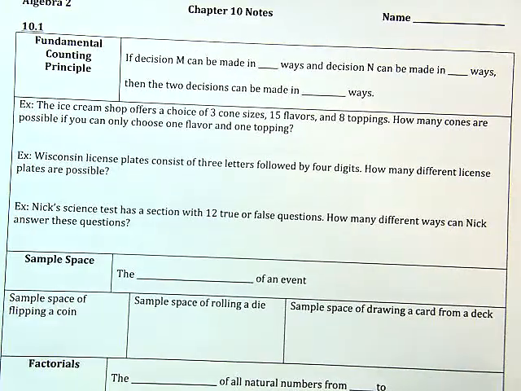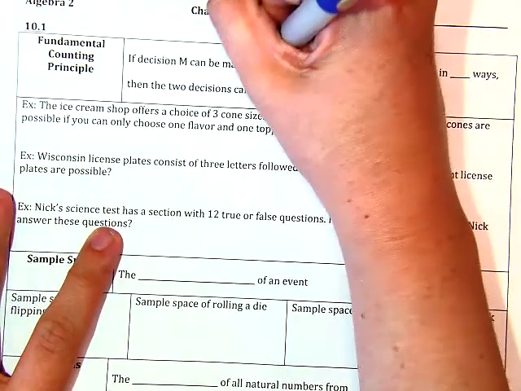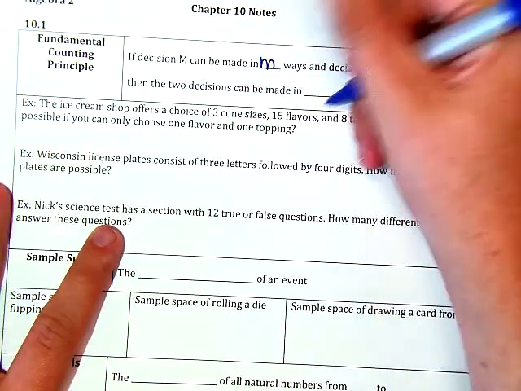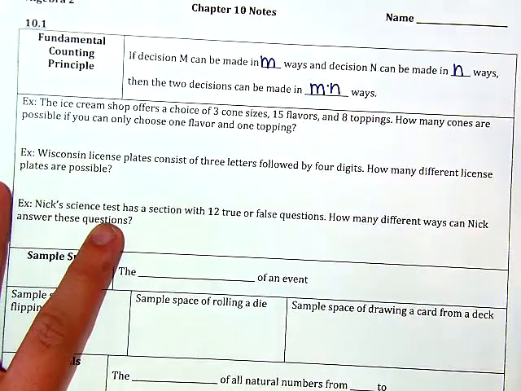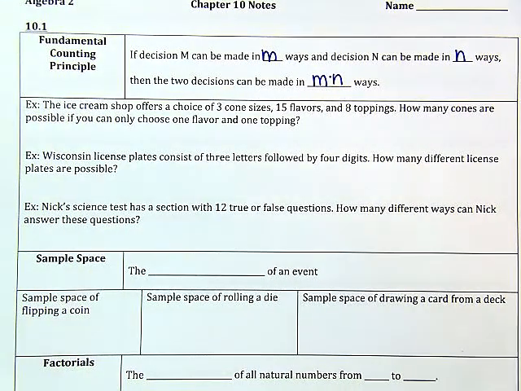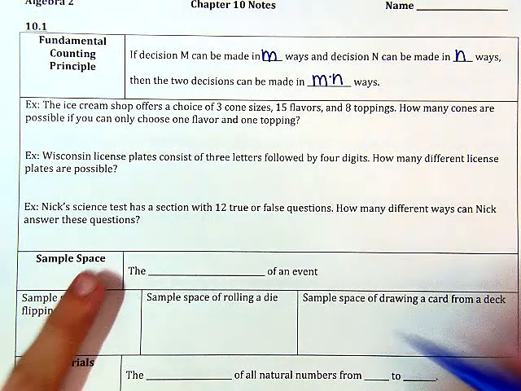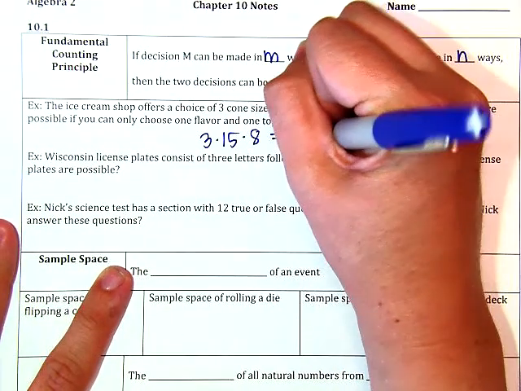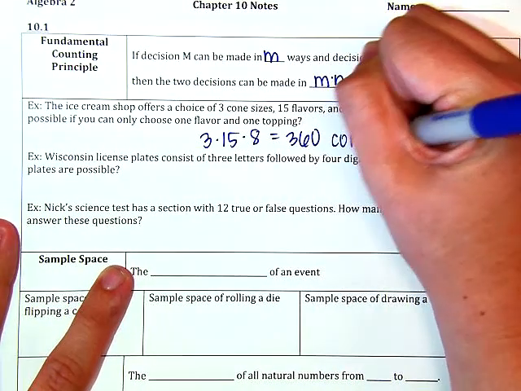If decision M can be made in M ways, and decision N can be made in N ways, then together the two decisions can be made in M times N ways. So it says the ice cream shop offers a choice of 3 cone sizes, 15 flavors, and 8 toppings. How many cones are possible if you can only choose 1 flavor and 1 topping? You just multiply the choices. 3 times 15 times 8 gives me 360 cones.